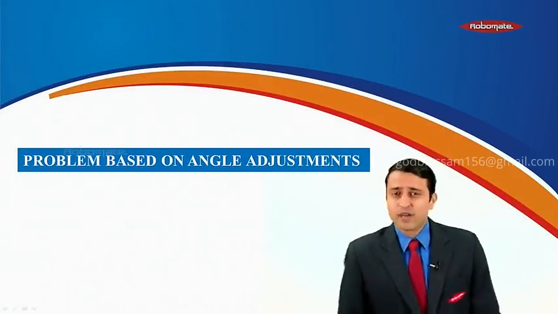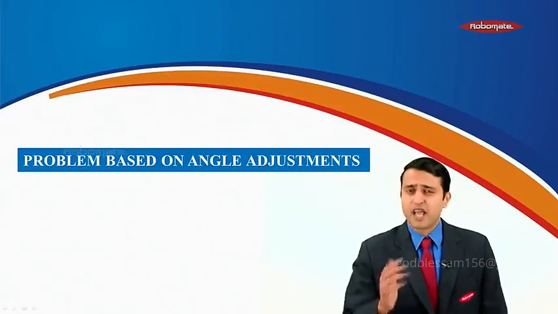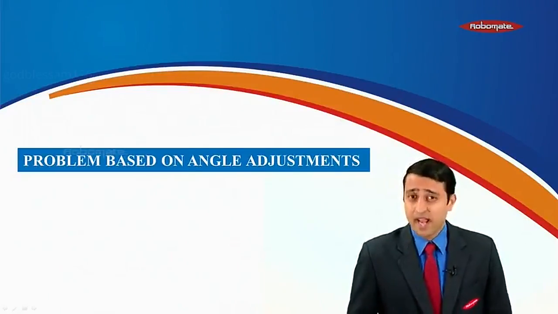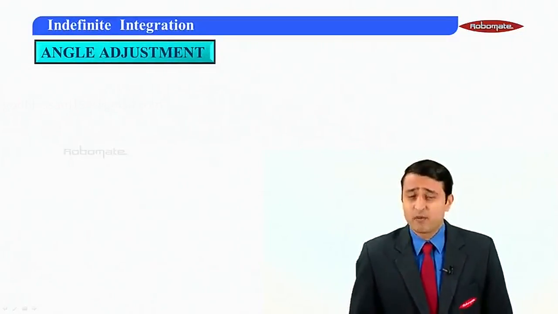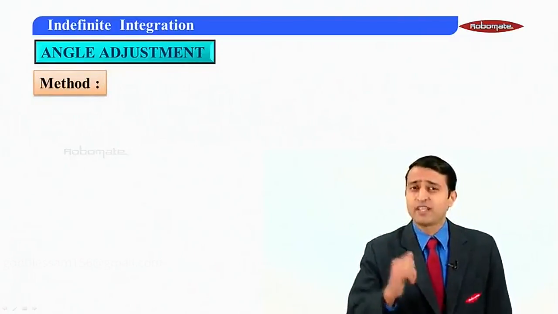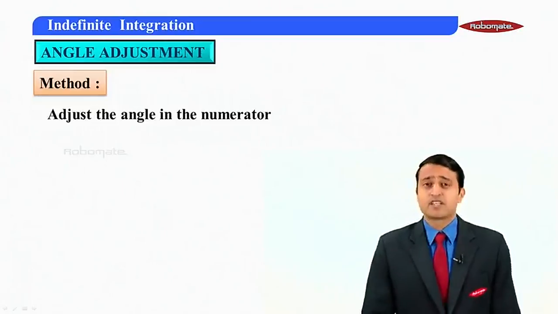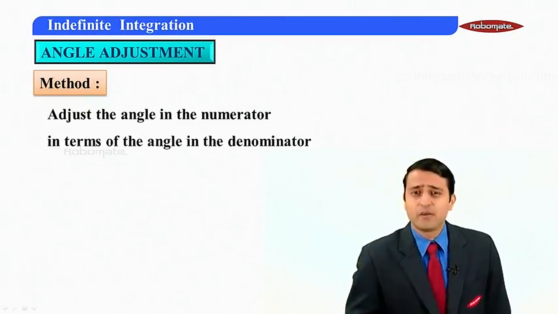Hello my dear students, we are going to the next type of sums in integration, and this type is called integration by angle adjustment. Now what do you mean by angle adjustment and what is the method in it? Let us see the method first, then we will understand why the name angle adjustment. The method says adjust the angle in the numerator in terms of angle in the denominator.